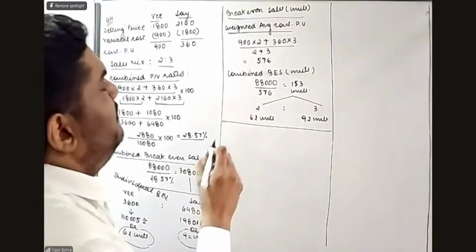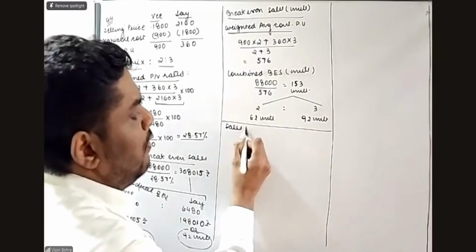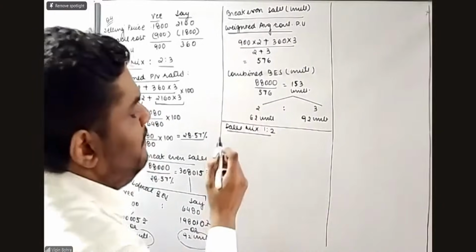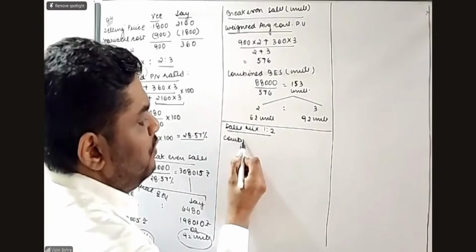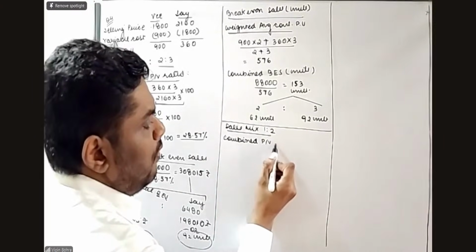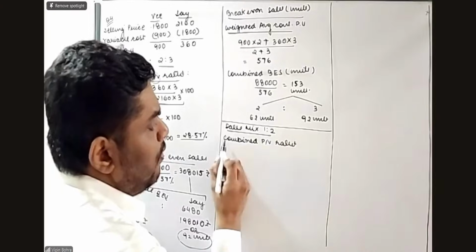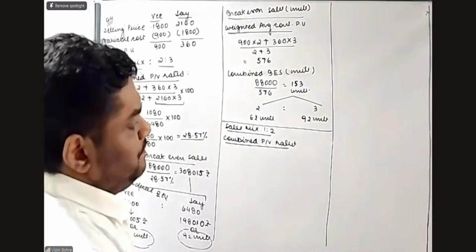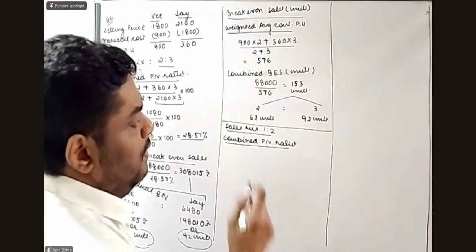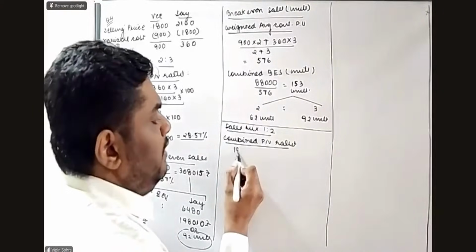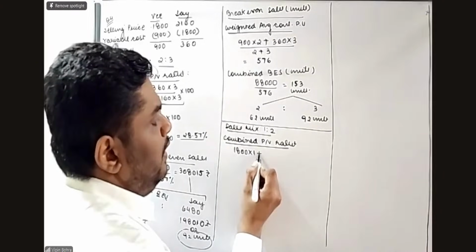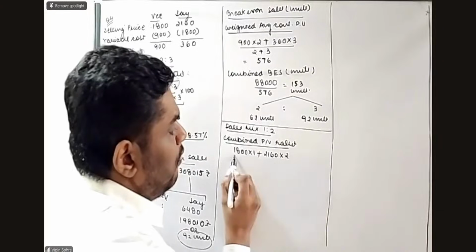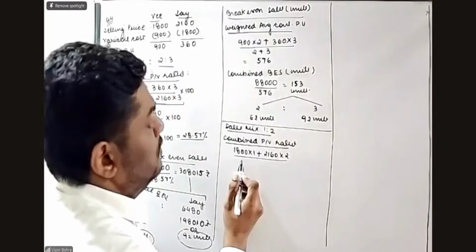So let's proceed further with the next sales mix, wherein we'll first calculate the combined PV ratio. That is 1,800 into 1. Sorry.